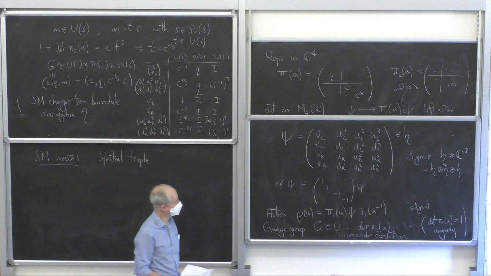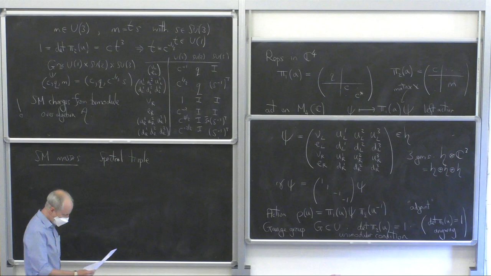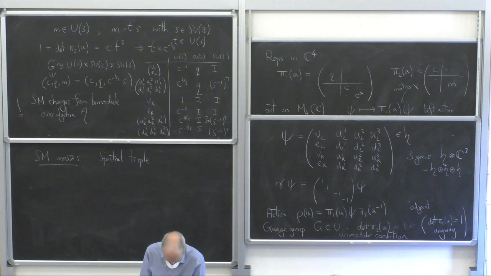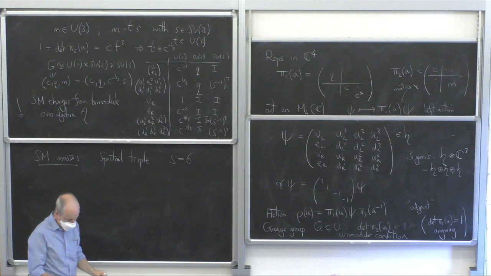So for those two reasons, I'm going to extend the Hilbert space to make a real structure, and that also, as a result, allows us to have Majorana mass terms. So the spectral triple is going to have dimension 6, the KO dimension 6 mod 8.